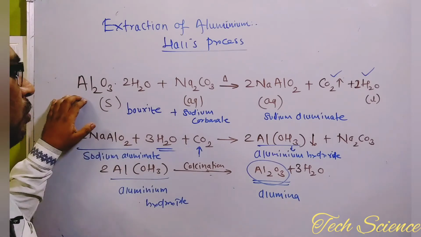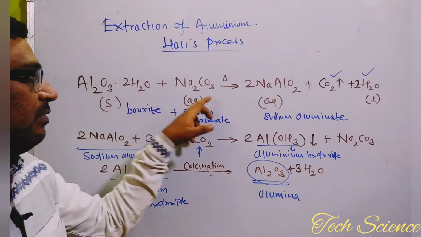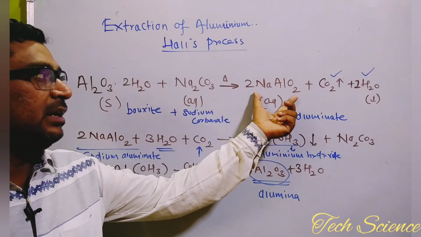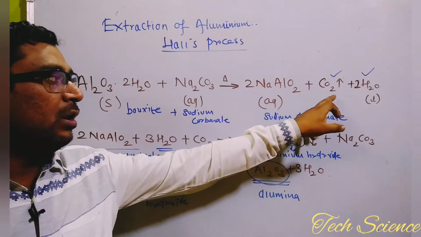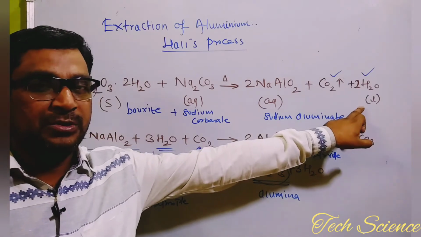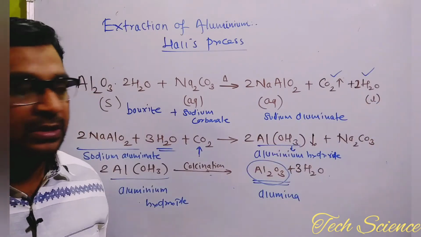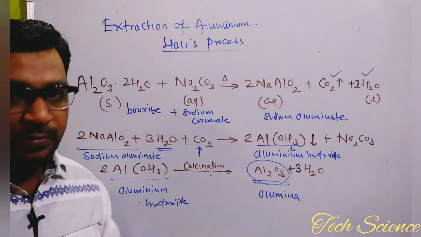Number one, Al2O3·2H2O reacts with Na2CO3. The main product is NaAlO2, along with liberation of carbon dioxide gas and formation of water. Sorry, it is in liquid form. So this is sodium aluminate.